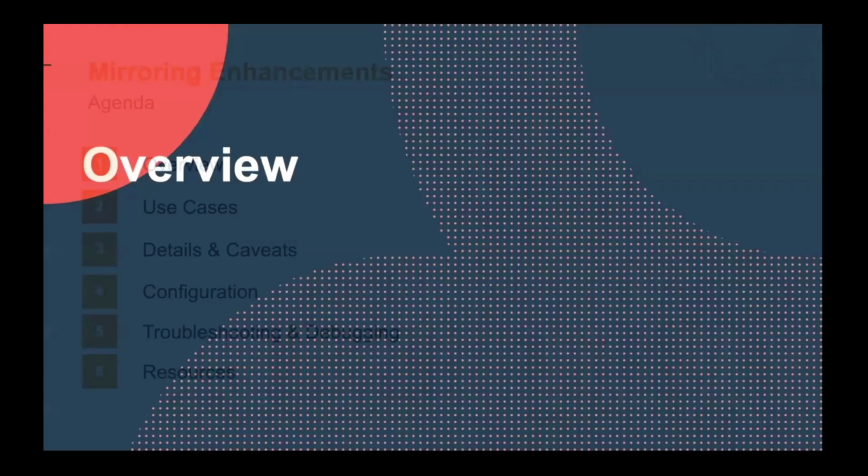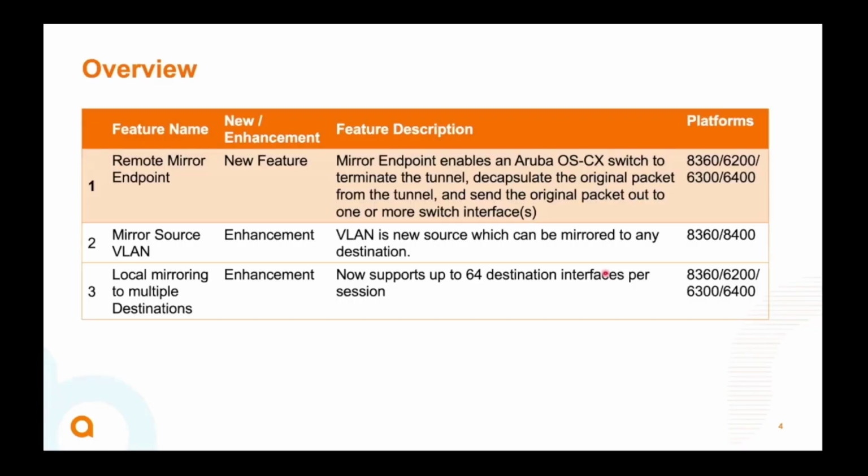So, an overview of the mirroring enhancements introduced in 10.7. There are two enhancements to existing portions of the mirroring solution and one new feature. The new feature introduced is the remote mirror endpoint. This allows you to use an AOS-CX switch to terminate a remote mirroring session sourced from another CX switch.